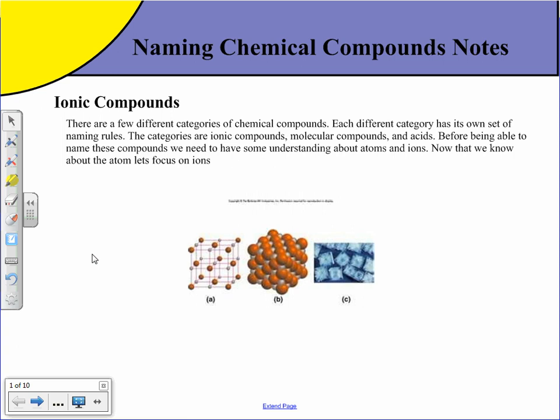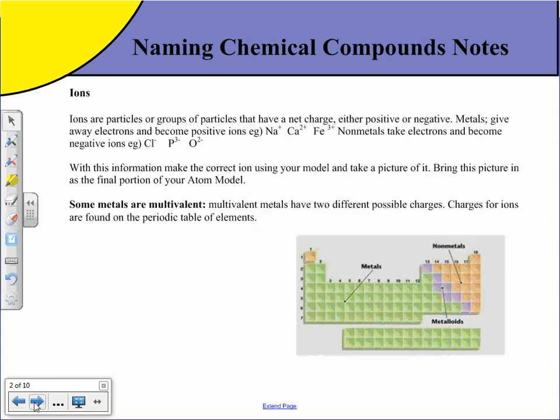Before being able to name these compounds, we need to have some understanding about atoms and ions. Now that we know about the atom, let's focus on ions. Ions are particles or groups of particles that have a net charge, either positive or negative. Metals give away electrons and become positive ions, like sodium, calcium, and iron. And nonmetals take electrons and become negative ions.